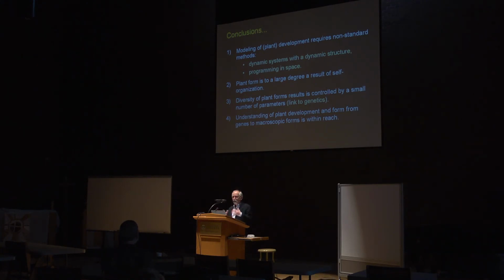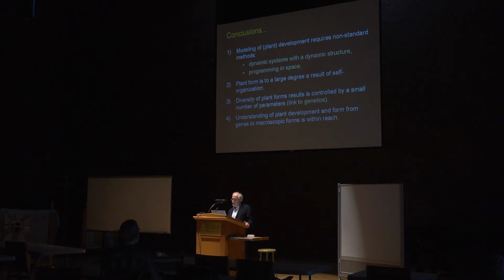But whether things intersect or not, well, it is not necessarily immediately visible. Of course, there are algorithms for handling intersections and for handling collisions, but in the case of plants, space plays a very fundamental role. Second thing is that plant form is to a large extent a result of self-organization.